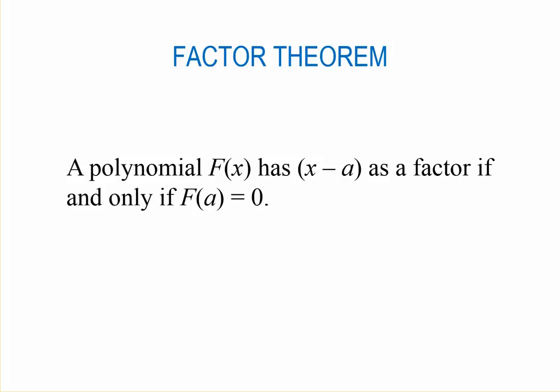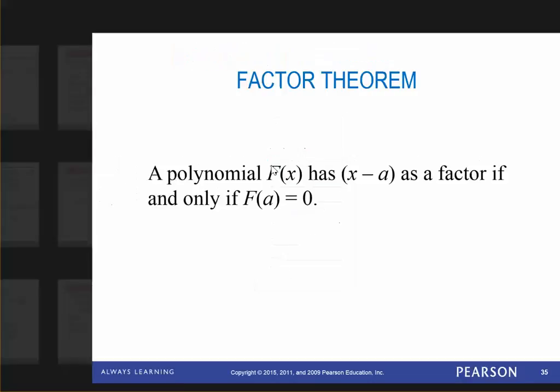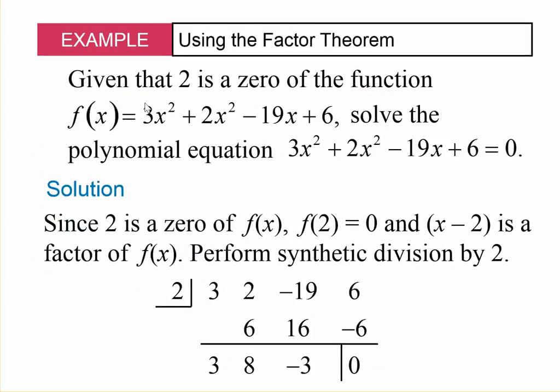Let's do an example from the book, just sort of looking at it, and then we'll do one for practice here. So let's see. Given that 2 is a 0 of the function of this guy here, 3x squared plus 2x squared. Sorry, a little mess up here. I think this should be a cube here. Change that over here. That should be a cube. So 3x cubed plus 2x squared minus 19x plus 6.